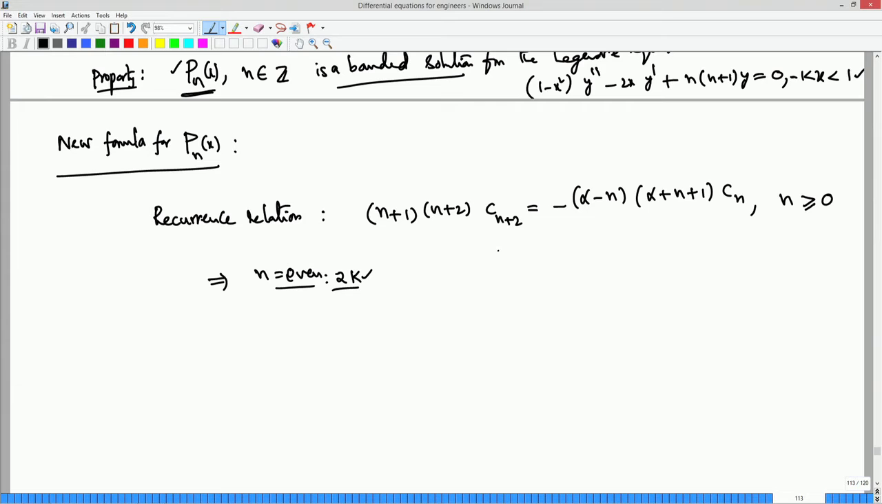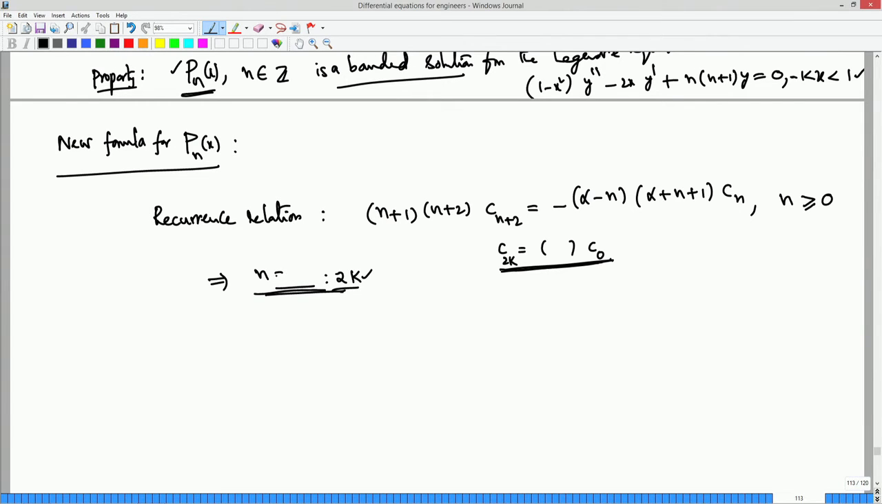You put n equal to 0 and get C2 in terms of C0, like that C4 in terms of C2, which you already know is in terms of C0. So you can go up to C2k in terms of C0. This is what we did, and we substitute into the equation. If n is even, the first solution y1 in terms of C0 will have all terms beyond C2k plus 2 equal to zero. So it is a polynomial that stays up to 2k terms.